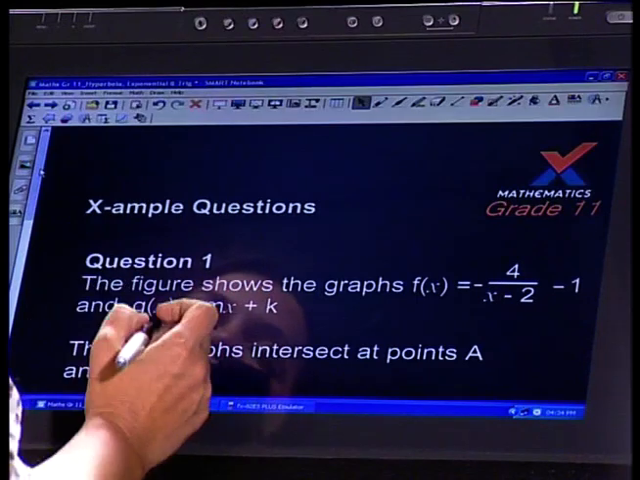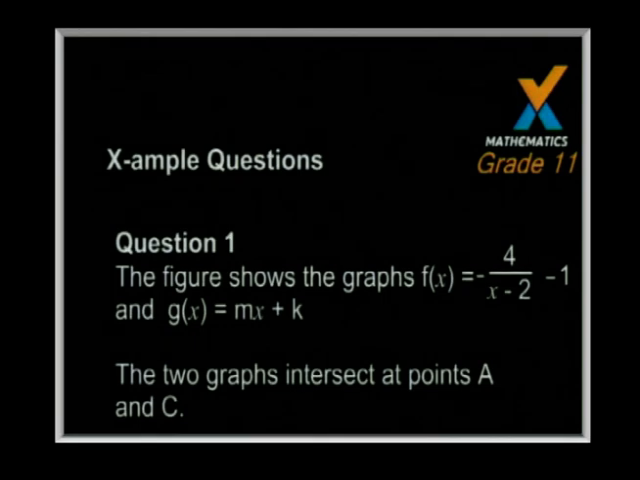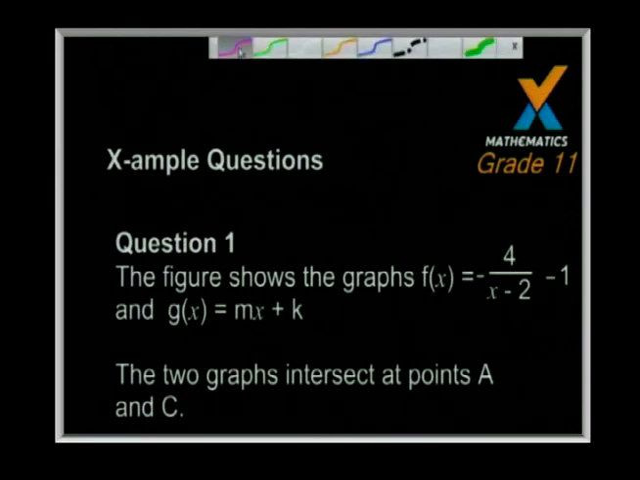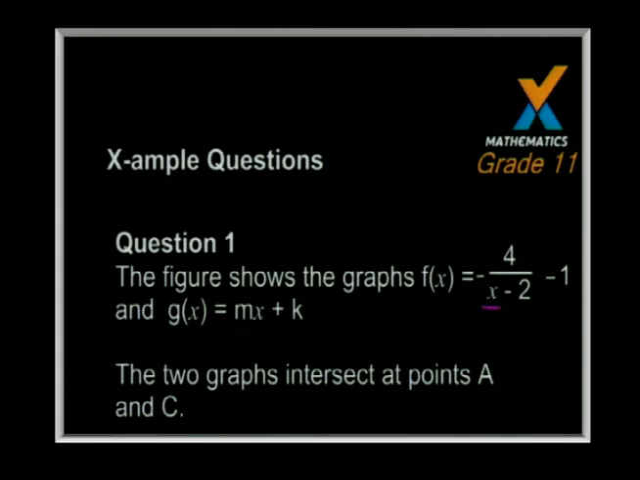Question 1 says, the figure shows the graphs f of x is equal to minus 4 over x minus 2, minus 1, and g of x is equal to mx plus k. Before we look at the picture, let's talk about what these functions are. Now over here we have x in the denominator. This means that it is a hyperbola. And in g of x, x just has a coefficient indicating a straight line. What do we know about hyperbolas at this point? We know that hyperbolas have two asymptotes and that they have two parts, either in quadrant 1 or quadrant 3, or quadrant 2 and quadrant 4, depending on the value of a.